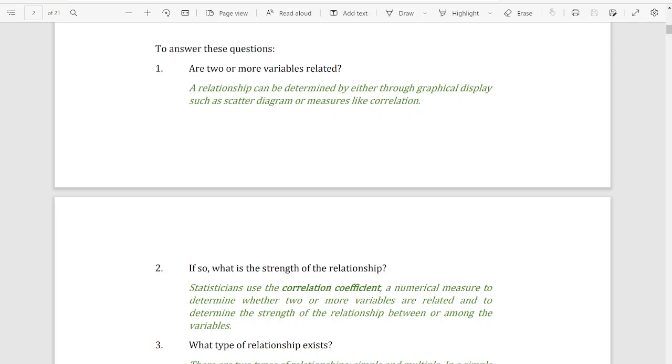Ataupun kita boleh juga menggunakan nilai numerik yang menggambarkan perkaitan antara dua pemboleh ubah yang dipanggil sebagai measures of correlation. Okay, measures of correlation ataupun Pearson product moment of correlation. Okay, boleh juga so kita gunakan korelasi. Okay, itu untuk menjawab persoalan yang pertama.